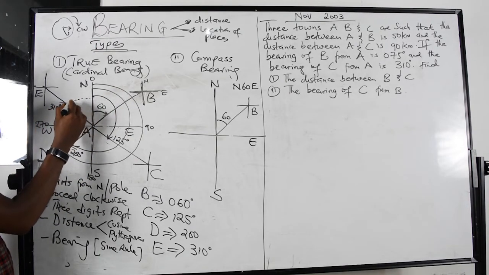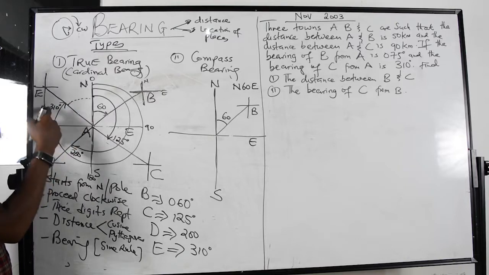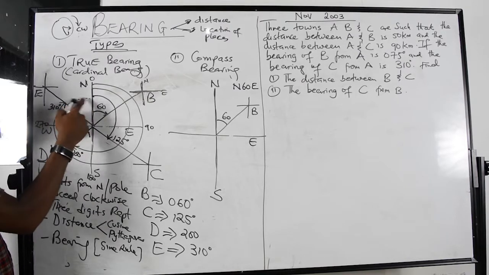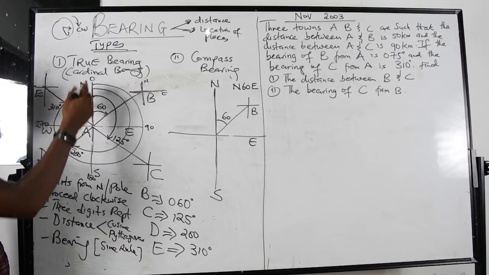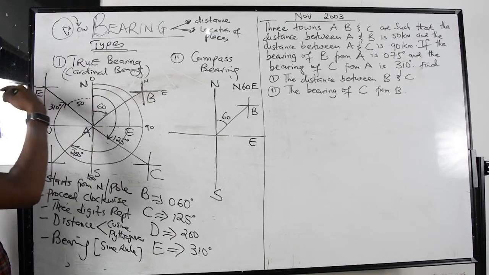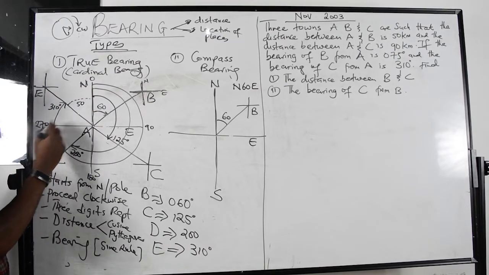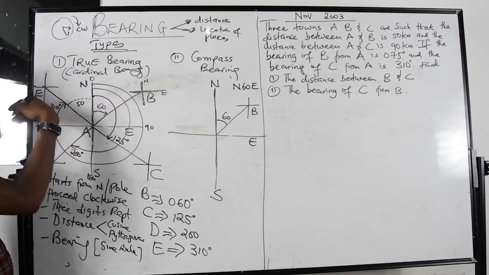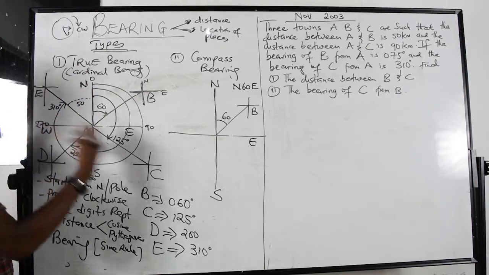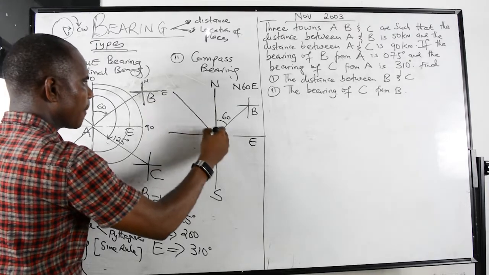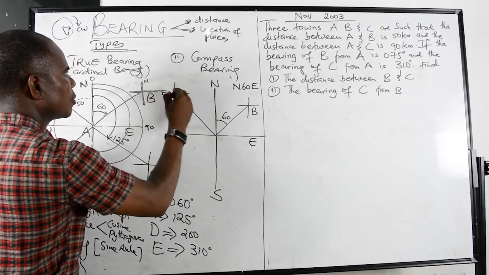So the remaining angle here to make it 360 is 50 degrees. So I have 50 degrees here to add to this to give me that. Now I'm going from the North Pole towards the west. This is the west. So if I want to locate E, I'm going towards the west. So I'm moving there. This is north.